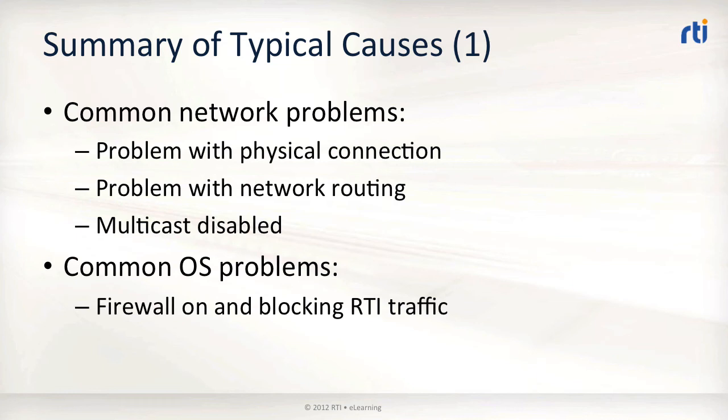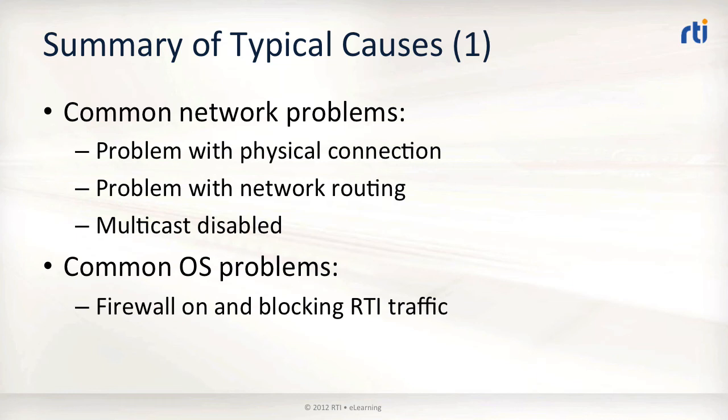And now to summarize the typical causes of receiving no data at all. The first typical causes include a lot of typical network problems. This could include a problem with the physical connection, so a wire becoming disconnected, or even sometimes using a crossover cable when you intended to use a normal Ethernet cable can cause disconnections or no data to be sent.